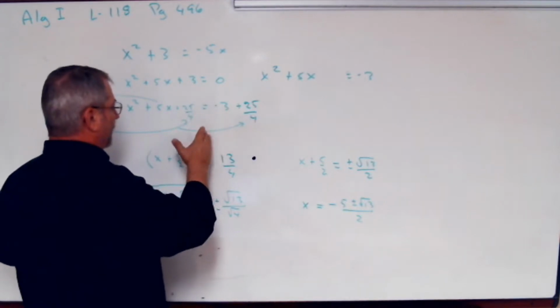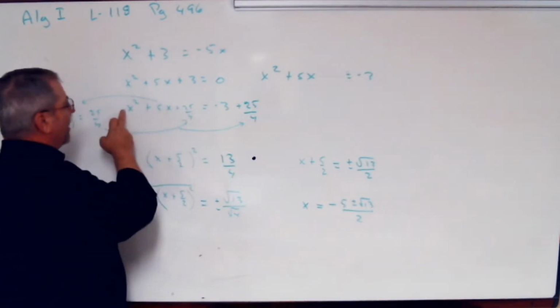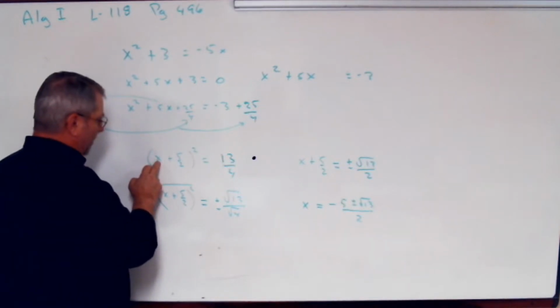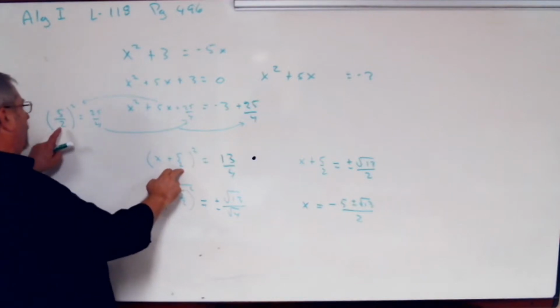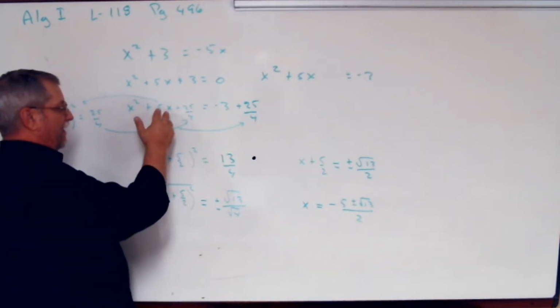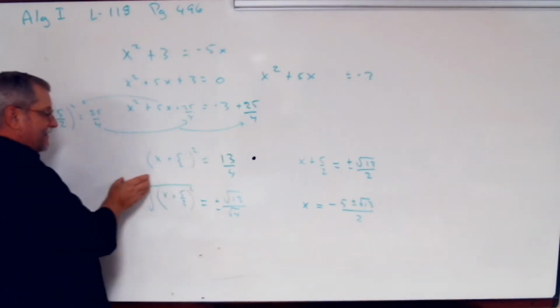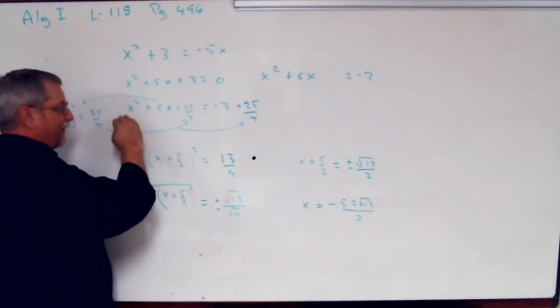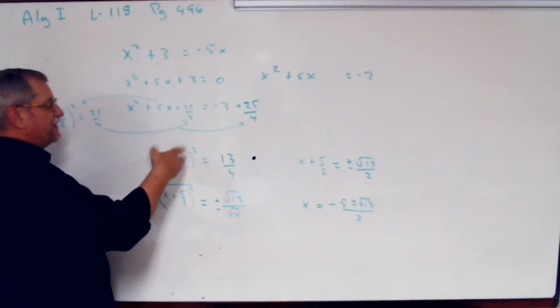Here's what we're going to do. This is now completing the square. This is a perfect square. The square root of x squared is x. The square root of 25 over 4 is 5 over 2, what we started with. The middle term will drop out because, well, won't drop out. They're both the same. It's this times this. If I multiply it out, I get this. This is a perfect square. That's the purpose of doing this.